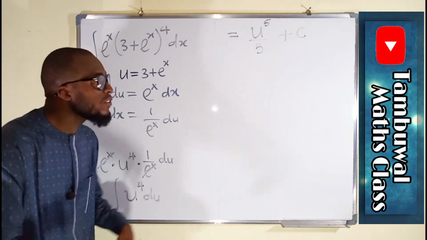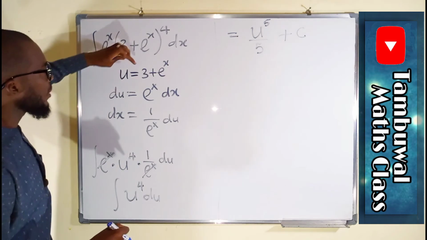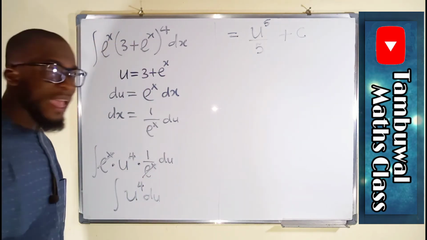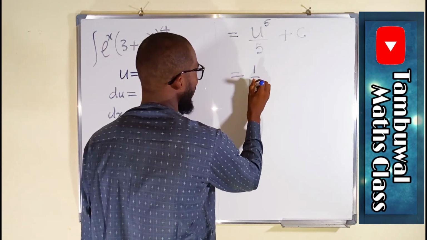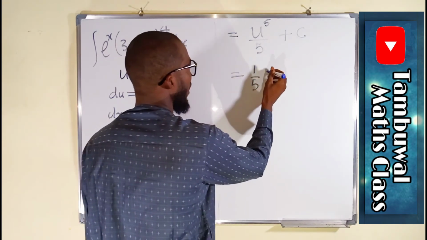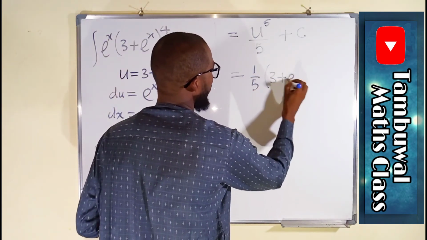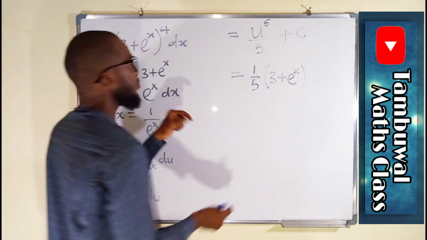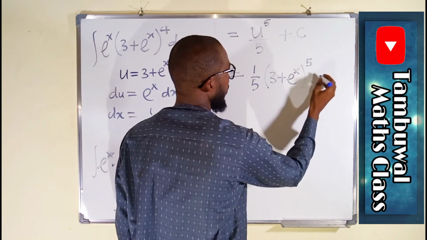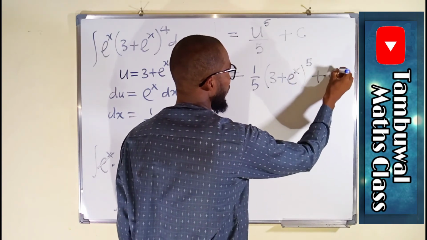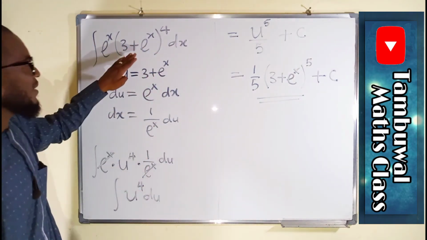So let us do back substitution because our initial function is in terms of x. You can see from here our u is 3 plus e to the x. So we replace that. Now we can have 1 over 5 here as I factor 5 out. And this u is now the same thing as 3 plus e to the x raised to the power of 5. So we have 5 here. Then plus the constant of integration. And hence, this is the solution to this integration.